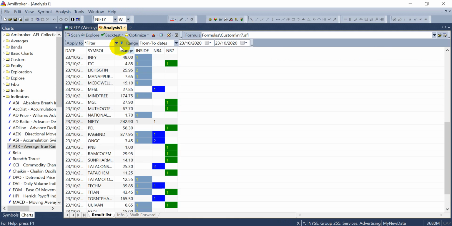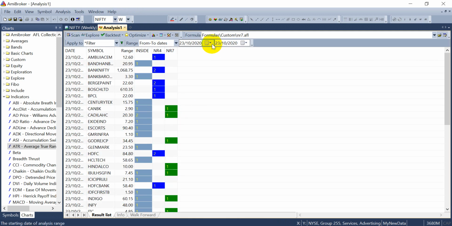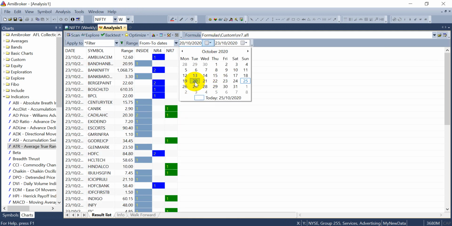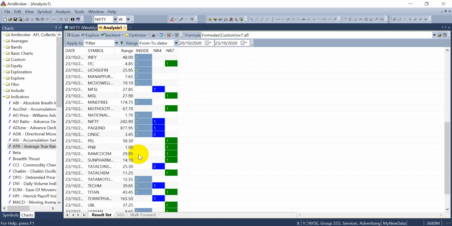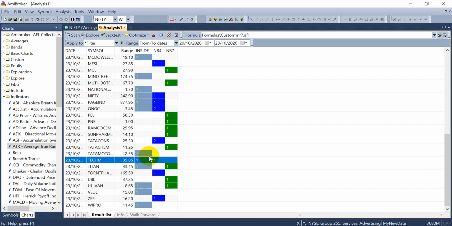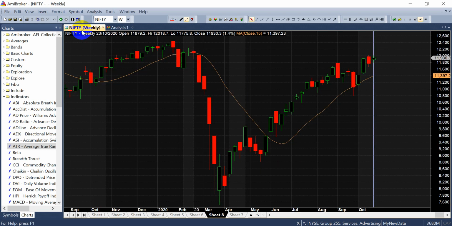Now let me look for stocks which have formed this setup. I'll run it from 20th so we can backtest it also. We are looking for inside bar with NR4. TechM is one of the stocks which has formed it on 23rd. This is something you can keep in mind for the coming week. These patterns form very rarely, but as and when they are formed, you tend to see a good move.